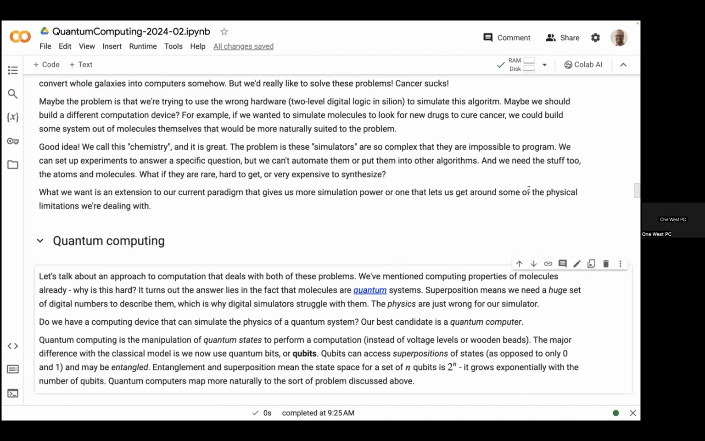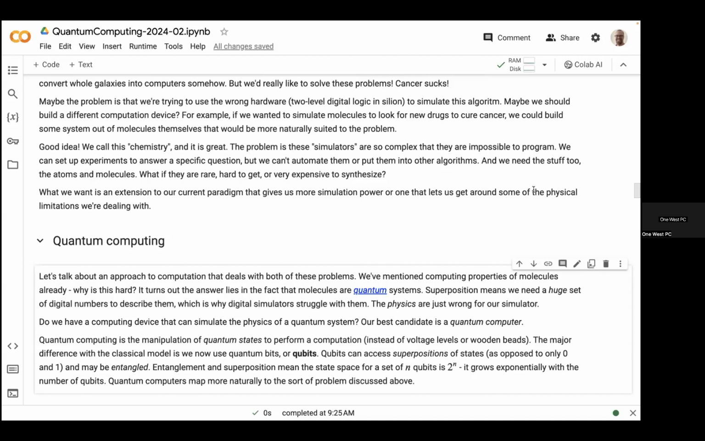So there's a different approach to computation that deals with these problems. I mentioned computing properties of molecules already. Why is this hard? Turns out the answer is that molecules are quantum systems. So superposition means you need a lot of digital numbers to describe them. The physics are just wrong for the computation we want to do, right? So what we really want is a device that is natively quantum, that natively handles entanglement and superposition.